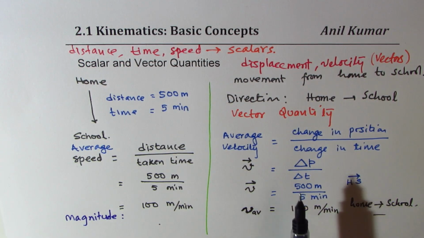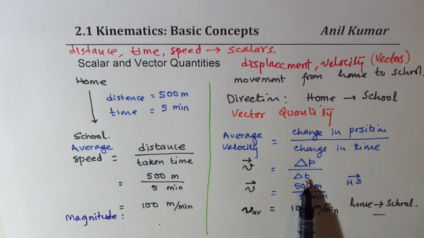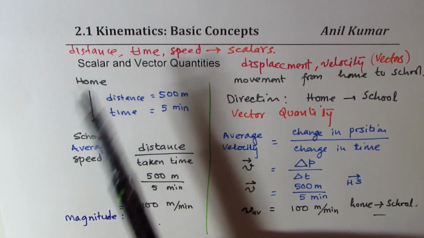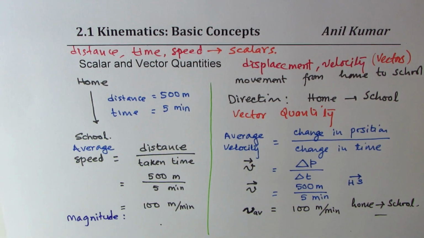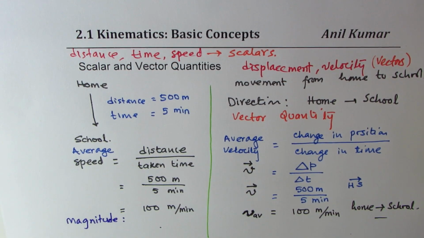It is important to understand that change in time will be referred to as scalar. Time will be scalar. Okay. Distance, time and speed are scalar. Displacement and velocity will be treated as vector. So let's move on. I hope this concept is clear.